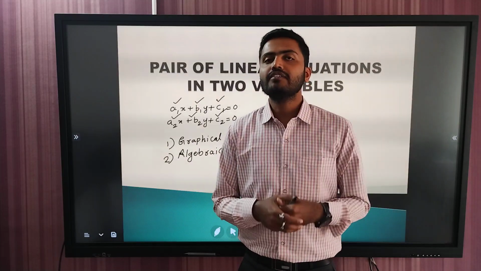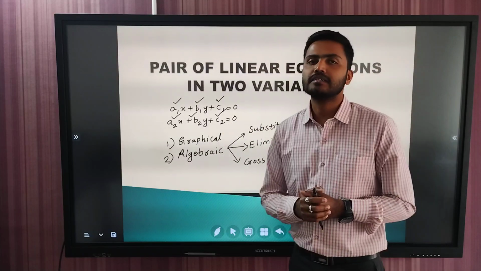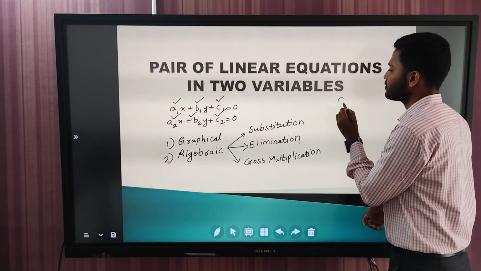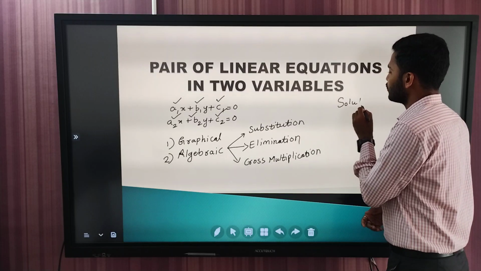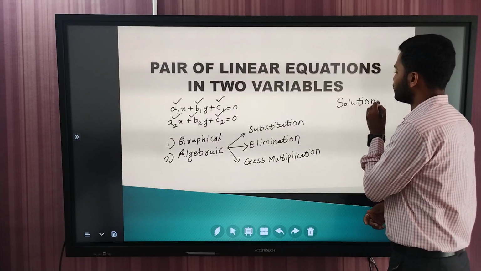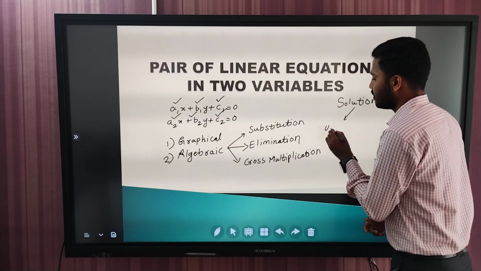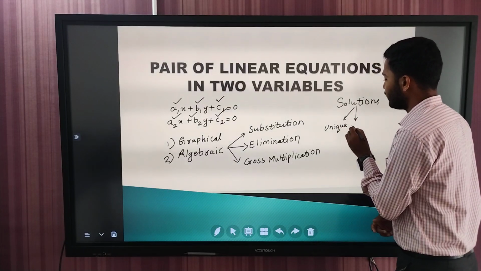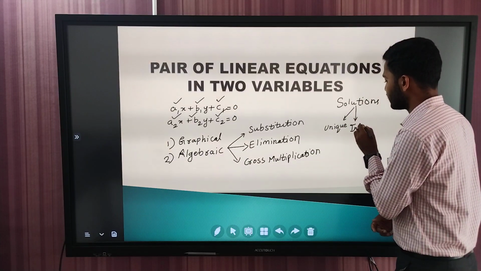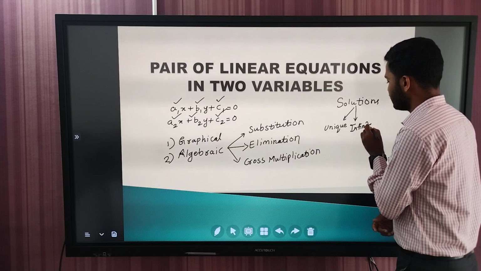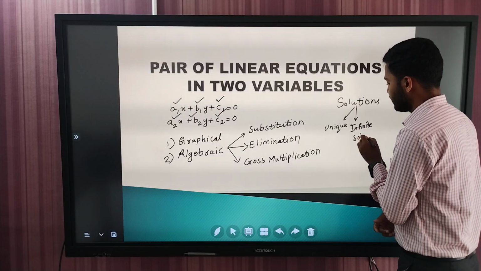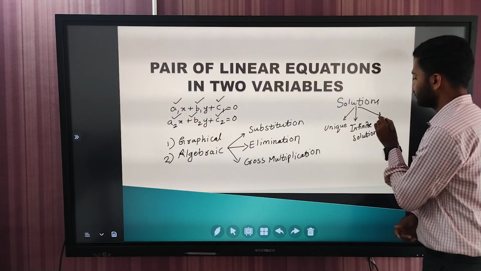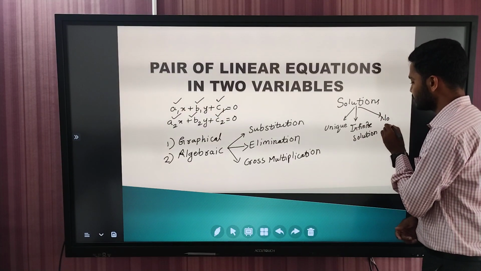Now after this we discussed the types of solutions, right? We have three types of solutions, my dear students. Firstly we can have a unique solution, then we can have infinitely many solutions, and finally we can have no solution. So these are the three types of solutions that we can have.